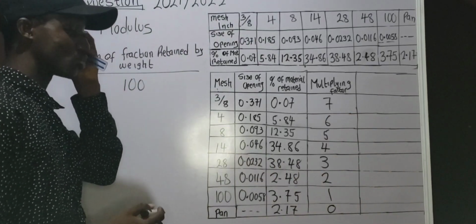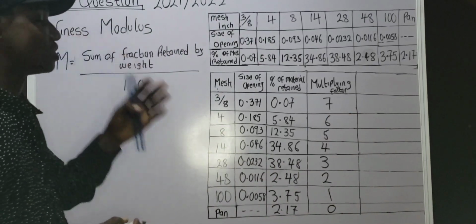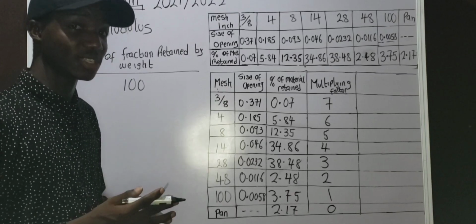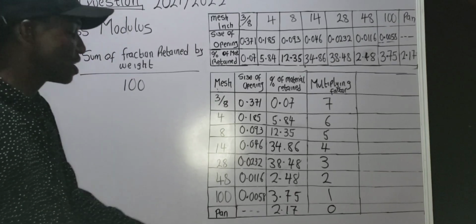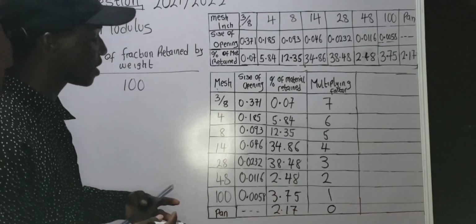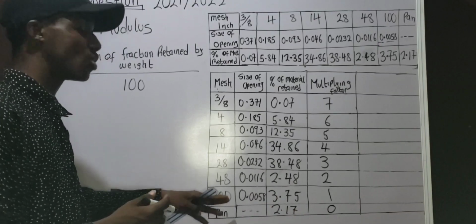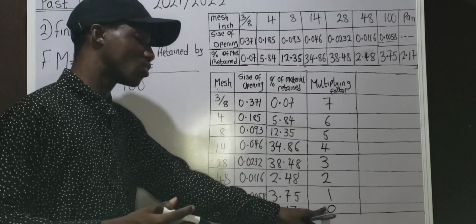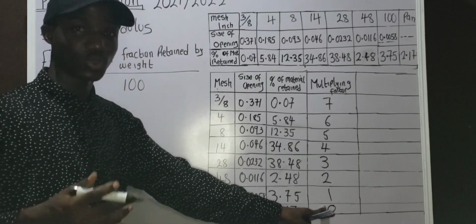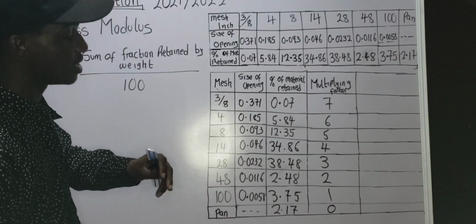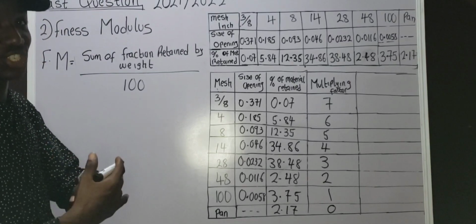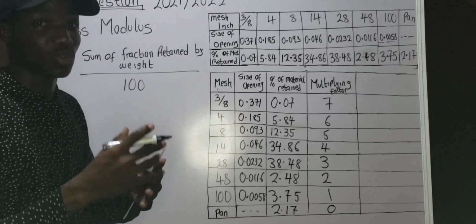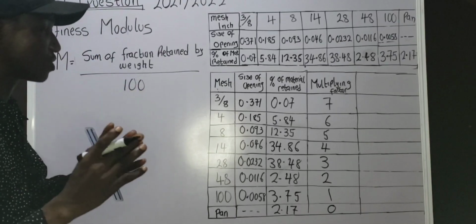Now I want you to note something. The multiplying factor for pan will always be 0. And the multiplying factor for the mesh after the pan, which is the 100 mesh in this place, will be 1. So after you number 0 as the multiplying factor of pan, the next mesh after the pan will take the multiplying factor of 1. I want you to note that, okay?